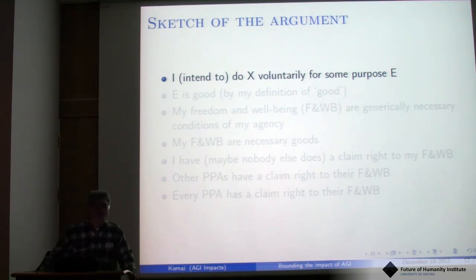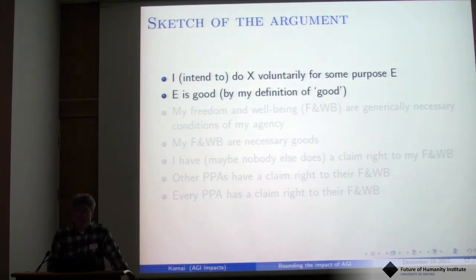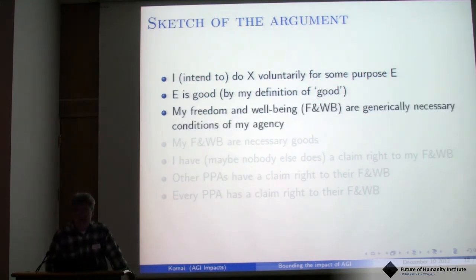Okay, humans, you know, you argue with a fellow philosopher and they will readily grant you this point, that they are actually prospective purposive agents. Okay, this is not so easy for AGIs, so I'm going to get to that later. And then from this it follows that I have a valuation, I have some utility that makes whatever my purpose E is, it makes it good. By my definition of good, this doesn't have to be morally good or good in some objective sense. It just has to be good by my definition of good.